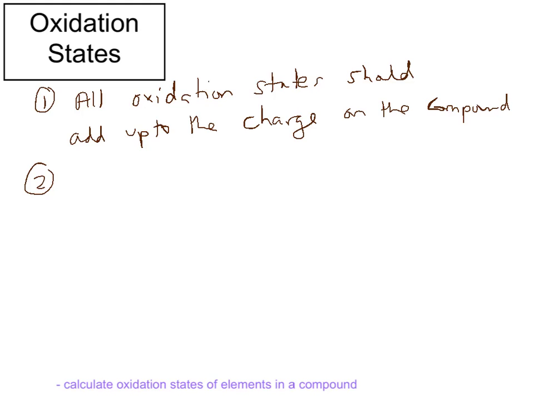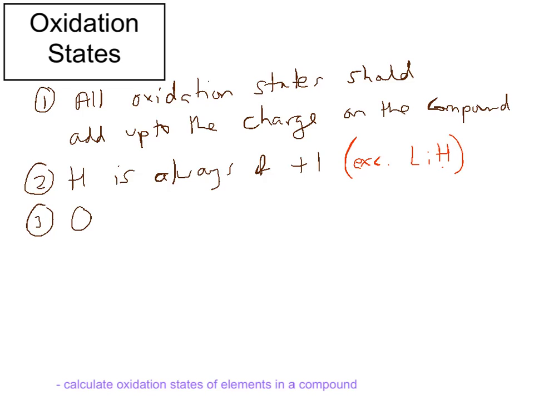Our second rule is that H always has an oxidation state of +1. The only exception to that is hydrides. For example, in lithium hydride the hydrogen would have an oxidation state of -1, but in all other compounds, +1. The third rule is that oxygen always has an oxidation state of -2. Again, there's an exception, and that exception is hydrogen peroxide, where oxygen has an oxidation state of -1.